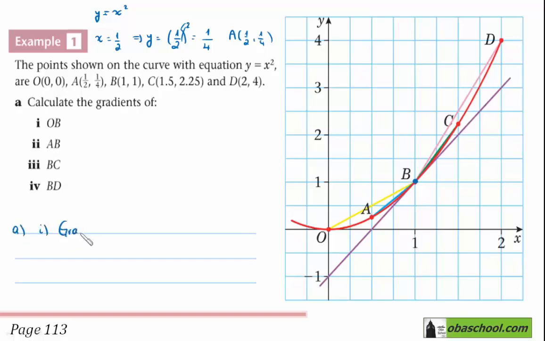Let's start with the first gradient, which is the gradient of the chord OB. We know already the gradient is the difference in y divided by the difference in x. That is, for OB, (1 minus 0) divided by (1 minus 0), that is equal to 1. Then the gradient of OB is equal to 1.